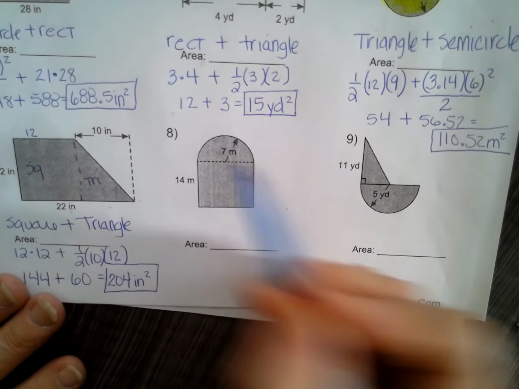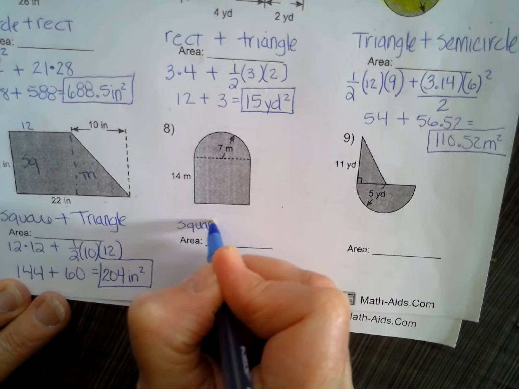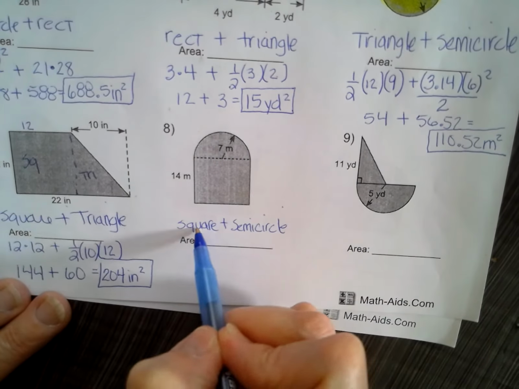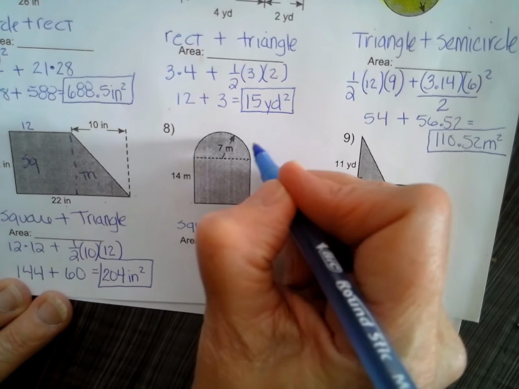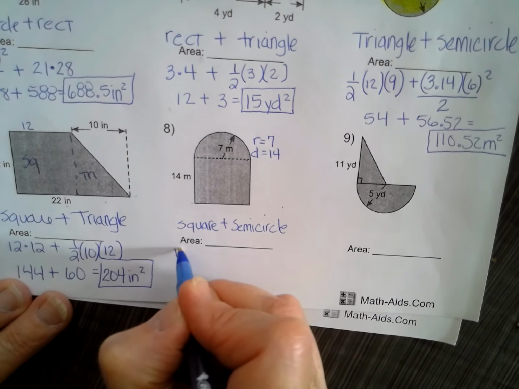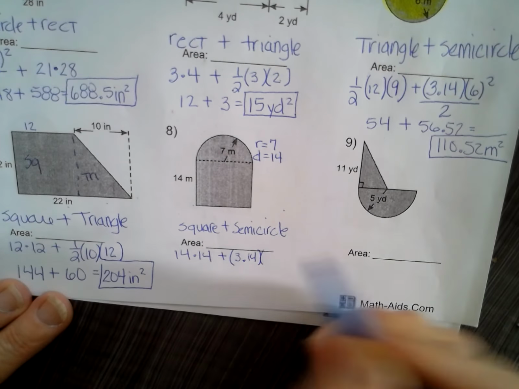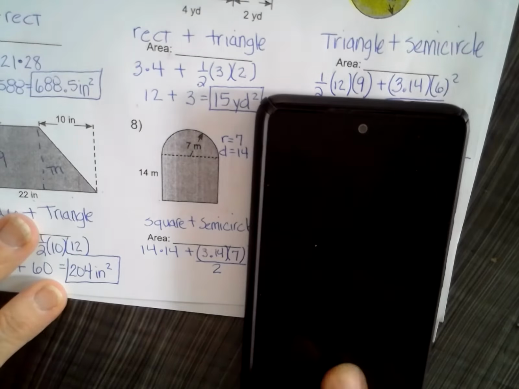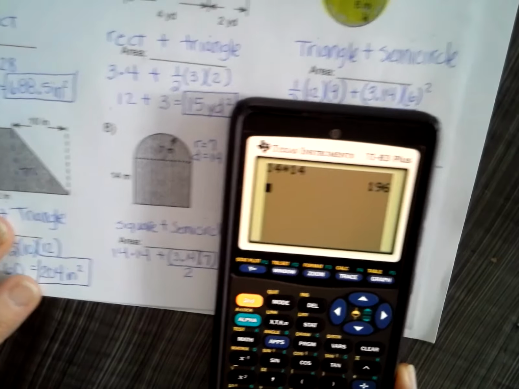All right, here we have a semicircle, and we have a square. Okay, my square is going to be 14, and this is going to be 14. Why? Well, this is the diameter of this circle. The radius of the circle is 7, and we know the diameter is twice that. So that's why I knew this was a square. So it's going to be 14 times 14. Semicircle, 3.14. The radius is 7 squared, and it's only a half a circle. So we're going to divide by 2. We got 14 times 14. So that's going to be 196.